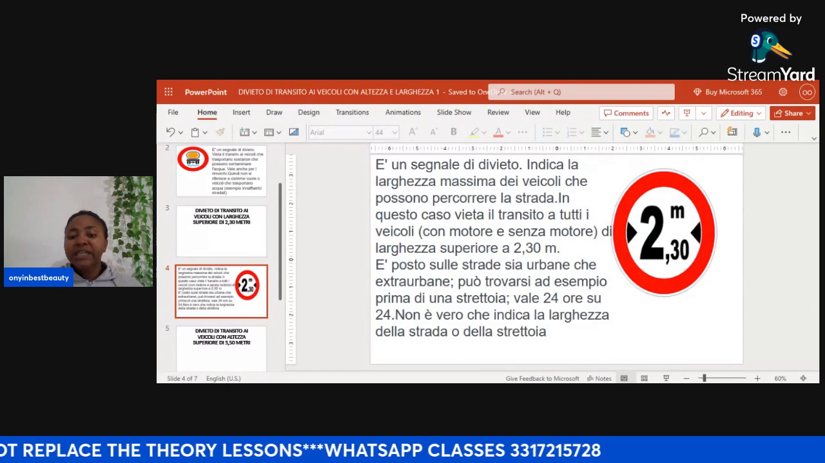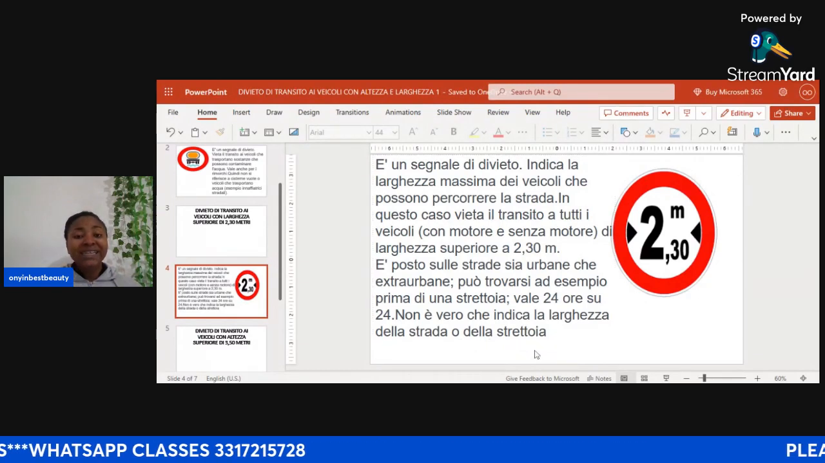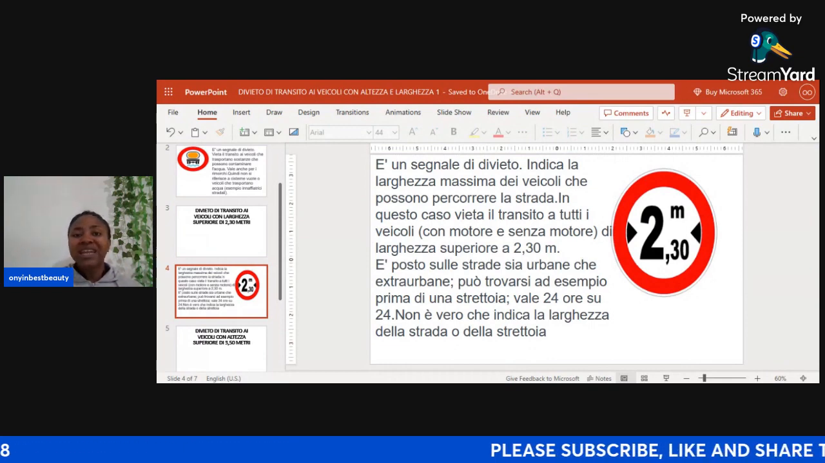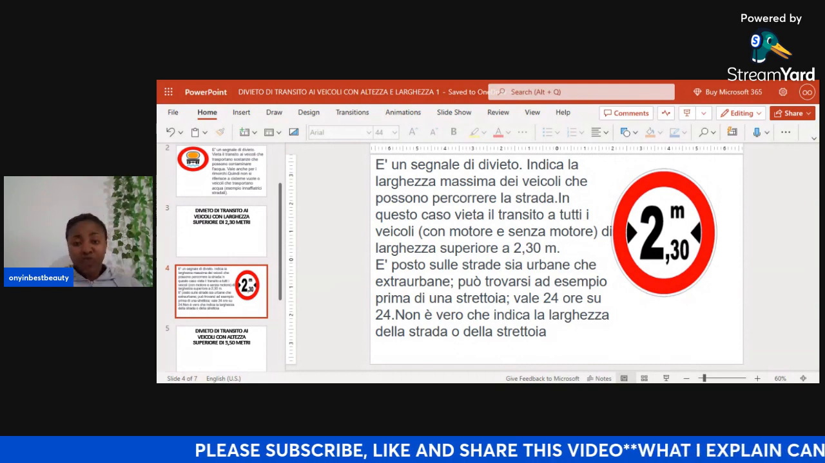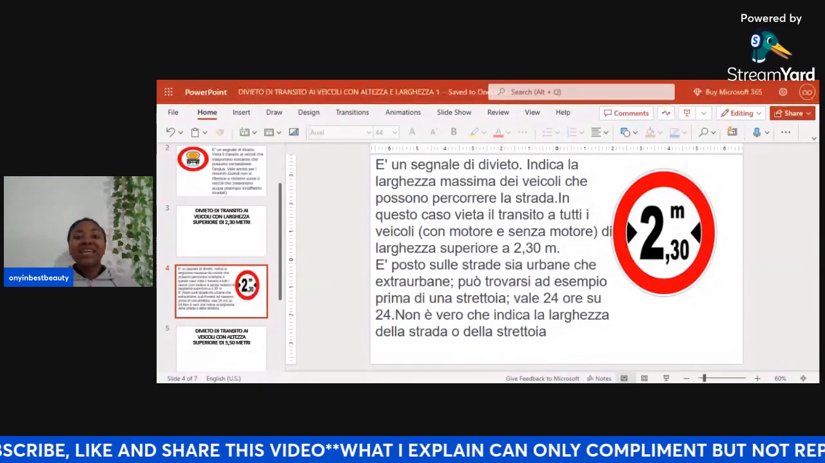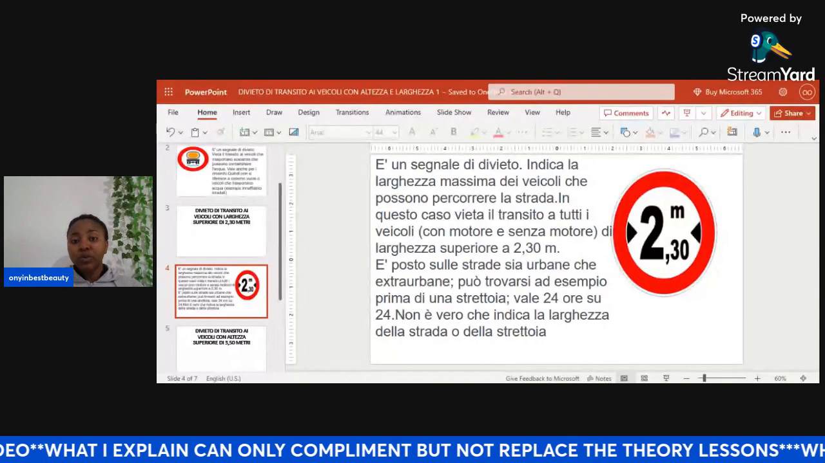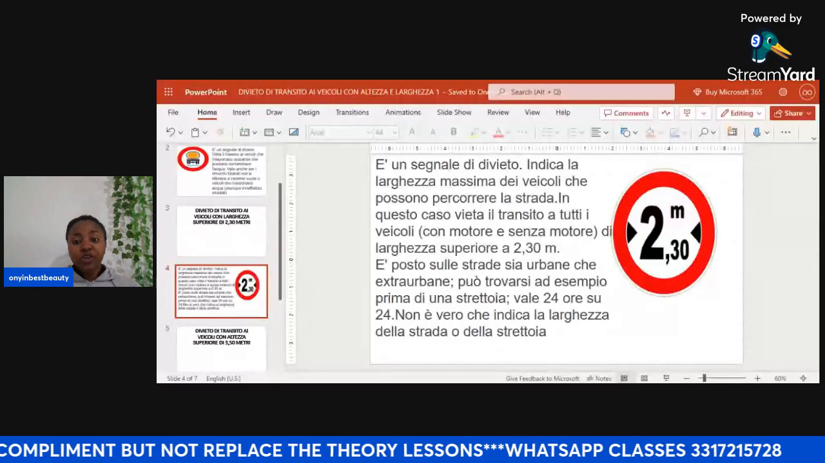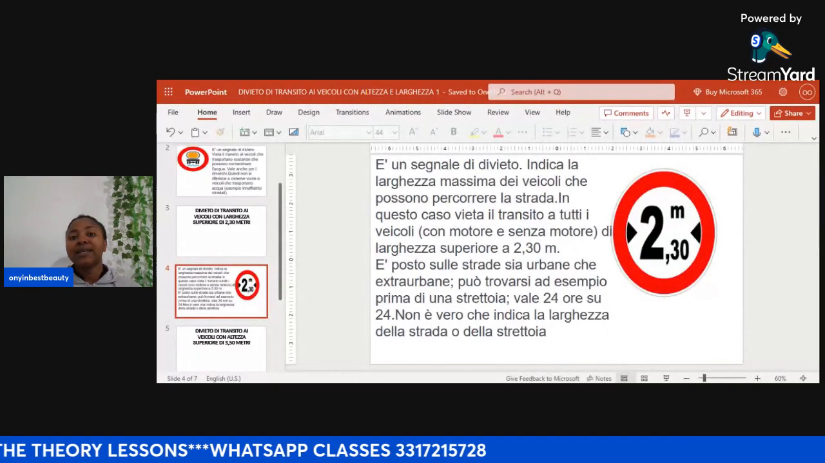Non è vero che indica la larghezza della strada o della strettoia. It is not true that this sign is telling you the largeness of the road that you are approaching, or the narrowness of the road. It is indicating to your vehicle. It is not telling you the largeness of the road you're seeing. No, it is indicating to the person who is driving this vehicle: if you know your vehicle's largeness is more than 2.30 meters, do not access this road.